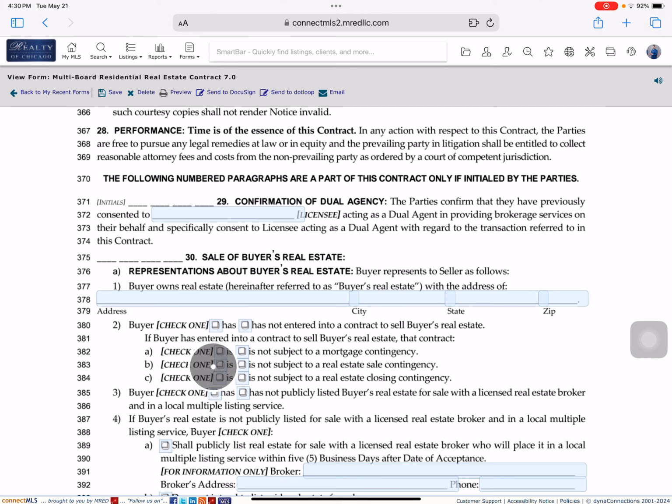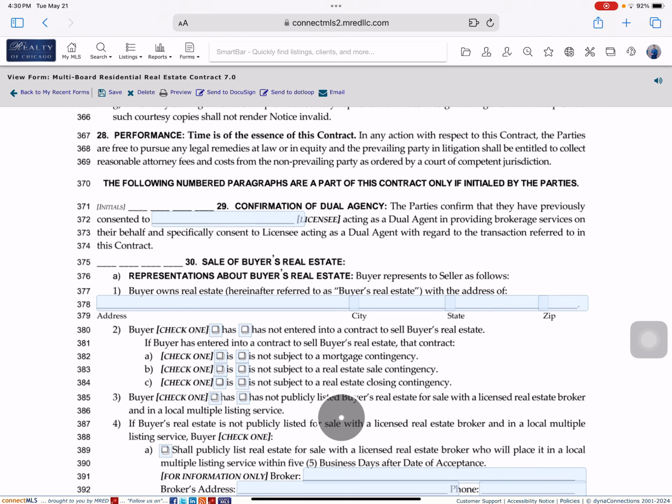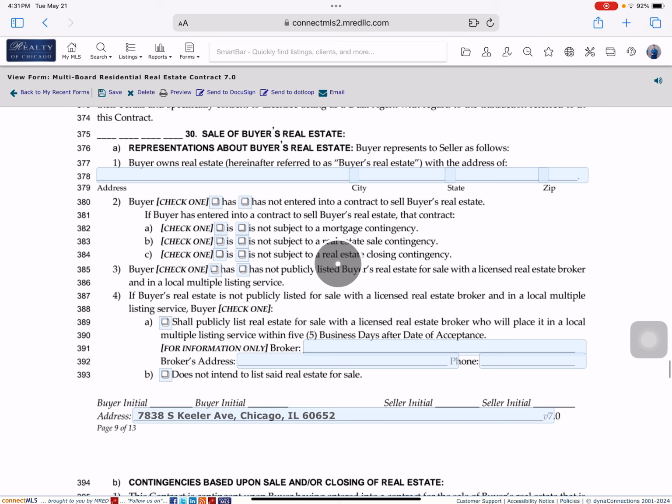Line 383B, in reference to line 378, does the buyer have to sell the property in order to purchase the subject property? And again, you're going to indicate if there is or if there is not a contingency to that closing. On line 384C, again in reference to line 378, it's asking, does the buyer have to close the property in order to purchase the subject property? Indicate yes or no.